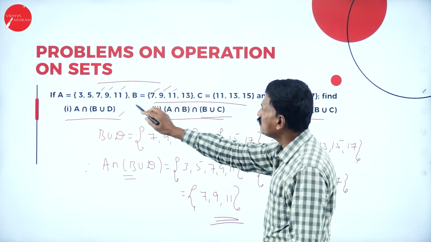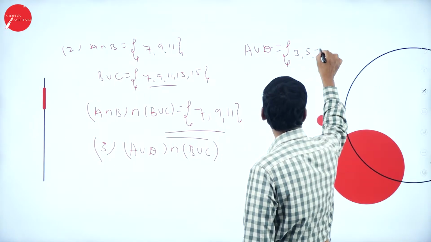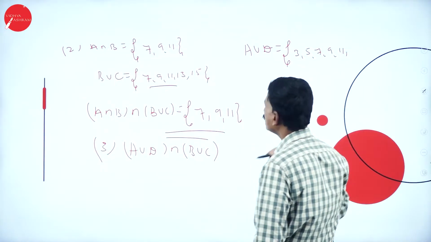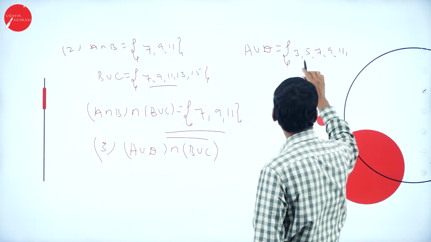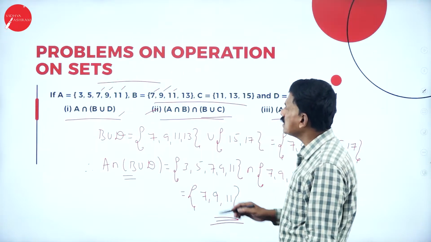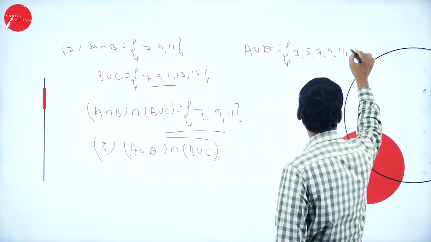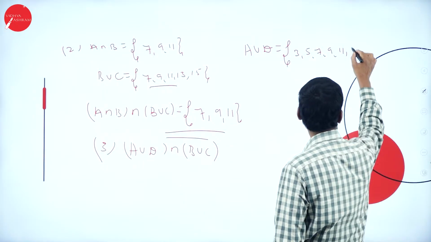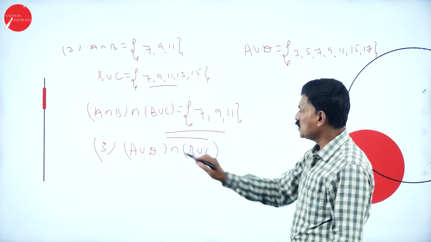A contains 3, 5, 7, 9, 11. So I'll write 3, 5, 7, 9, 11. And D, what does D contain? D contains 15 and 17. So I will write 15 and 17. That is A union D.